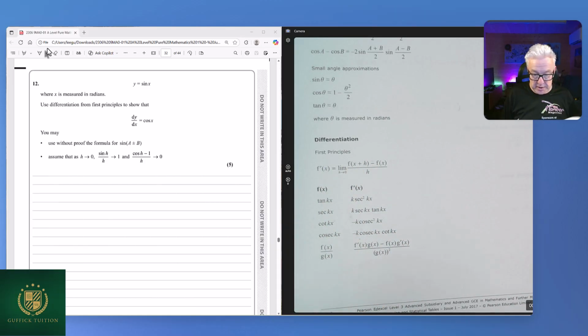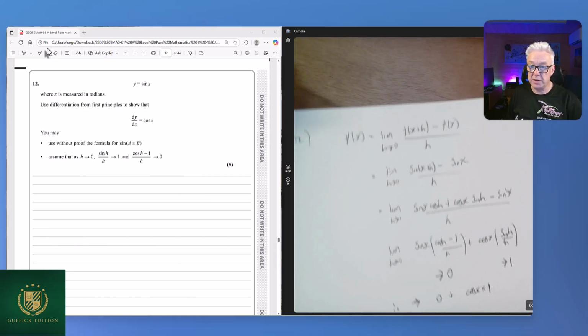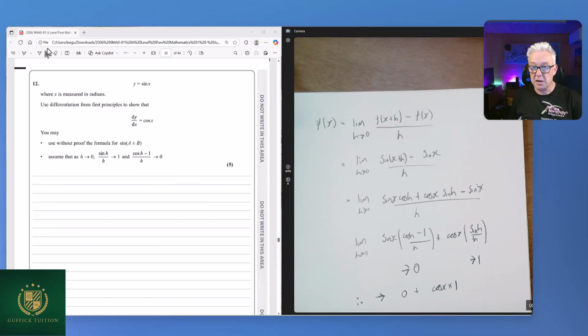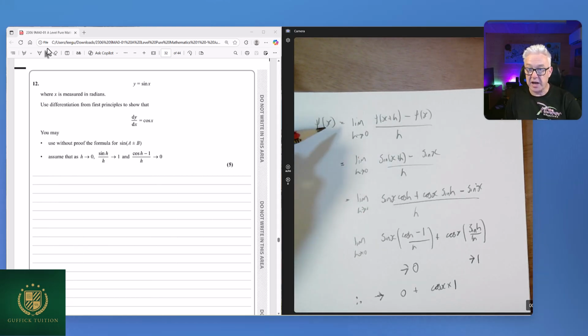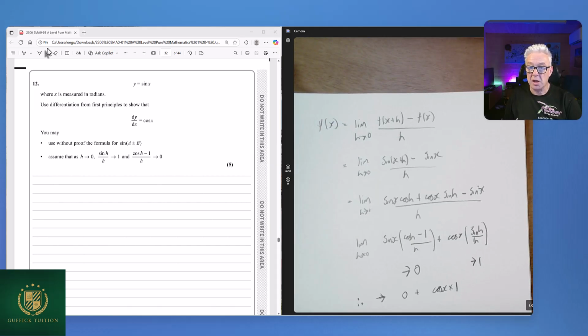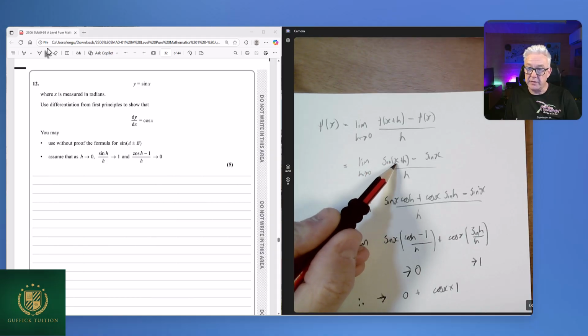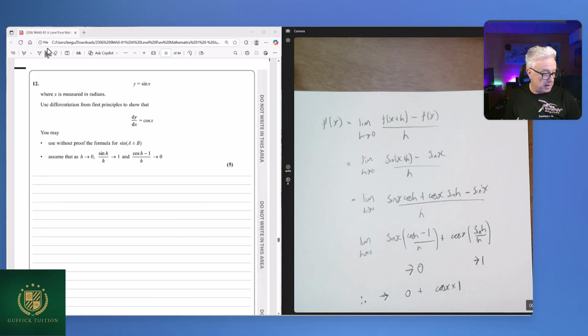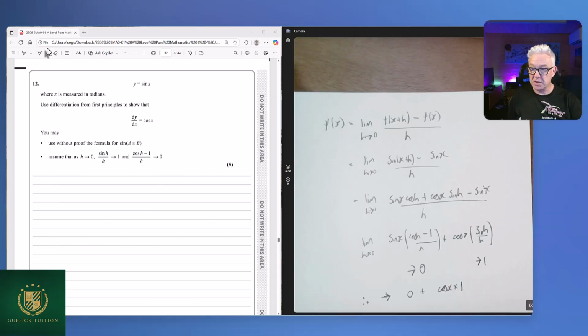So the way we start this is by just writing down the differentiation from first principles formula directly from the formula booklet. Okay, so we've got that f dashed of x is the limit as h tends to 0 of f of x add h minus f of x over h. So then the second step is to put the function in question into the formula, and our function is y equals sine x. So we're going to have sine of x add h minus sine of x. So there we're just subbing in the function into the first principles formula.